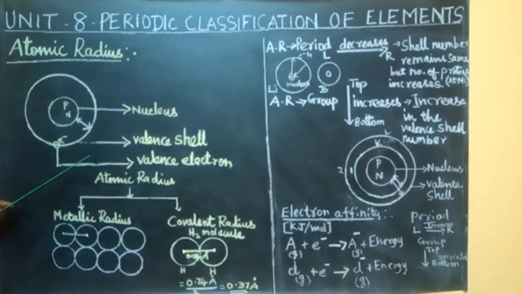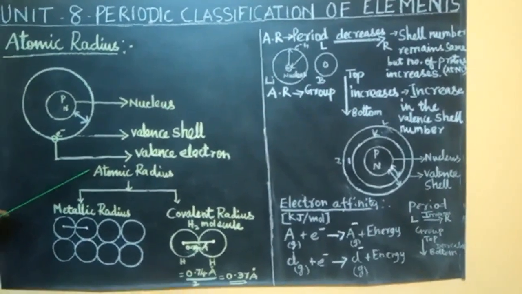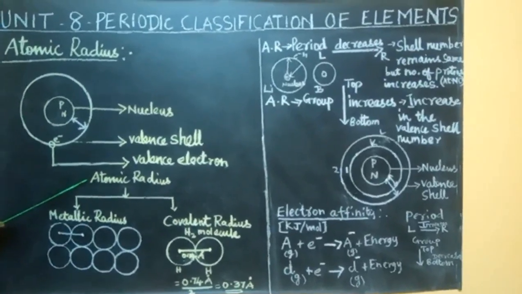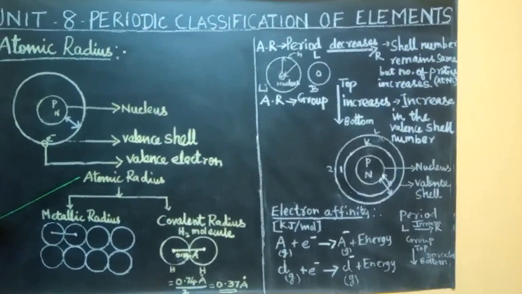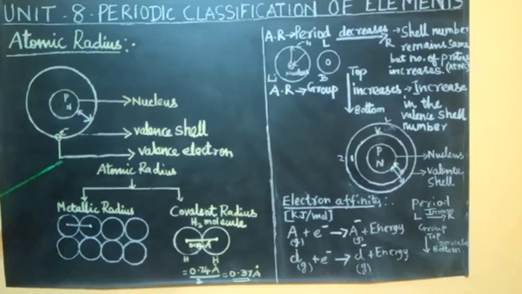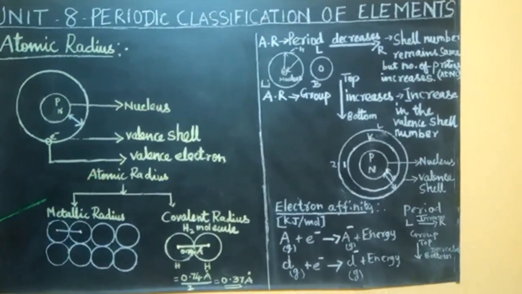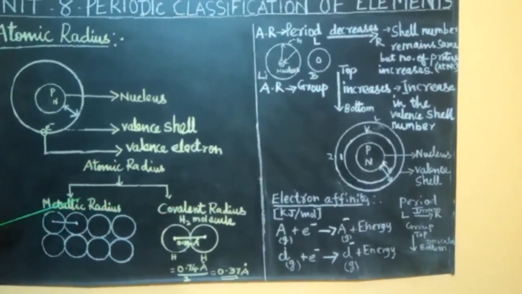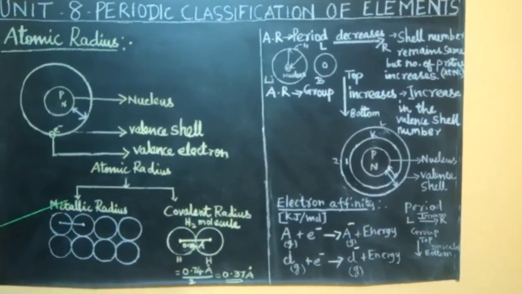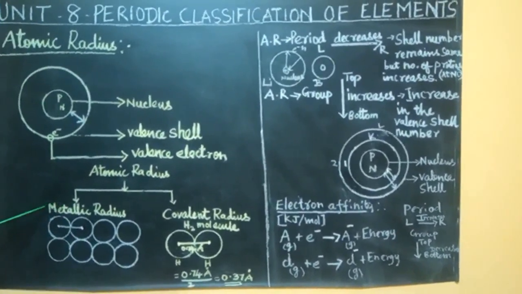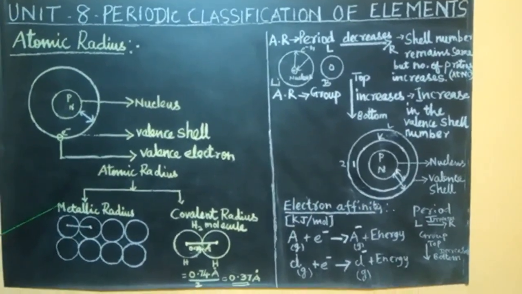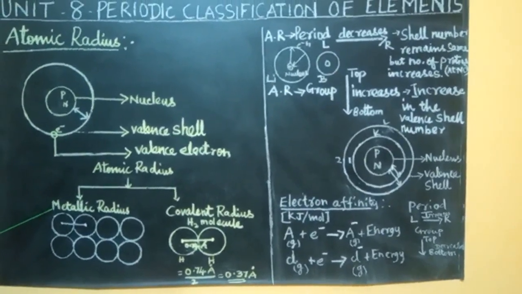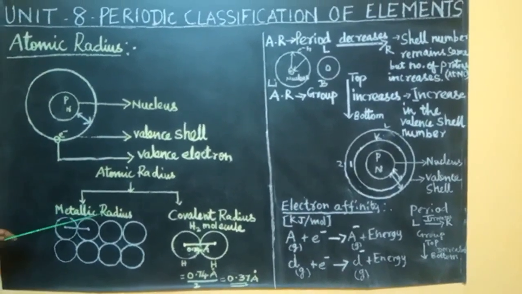Next, if you want to calculate the atomic radius of an isolated atom, it is not easy to measure directly. It is not possible. Except for noble gases, atomic radius is referred to as metallic radius and covalent radius, depending on the nature of bonding between the atoms. So we'll take the first one, metallic radius. Atomic radius in metal atoms is called metallic radius.